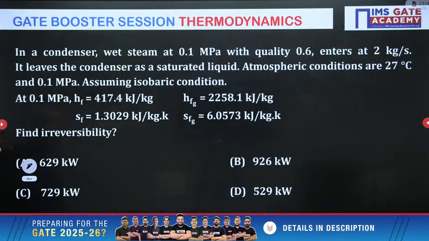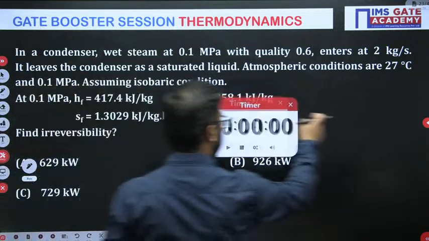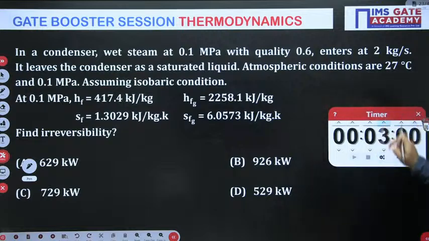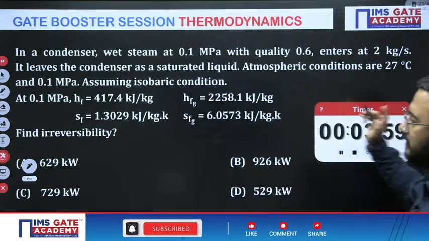So let us try this particular problem. I will give you 3 minutes for this question as well. Okay. Take 4 minutes, no issue, but try to solve it.